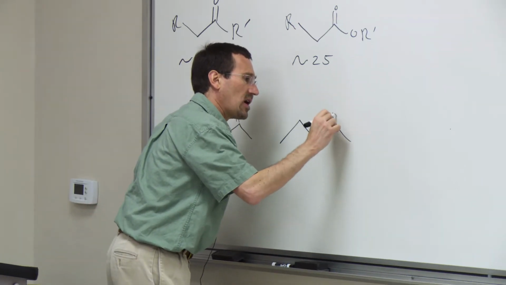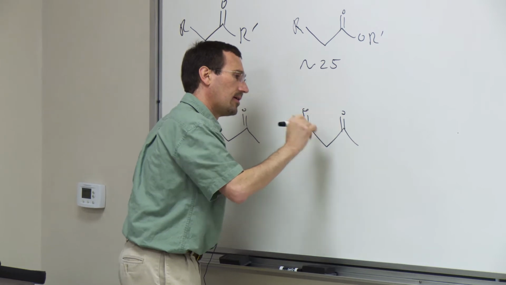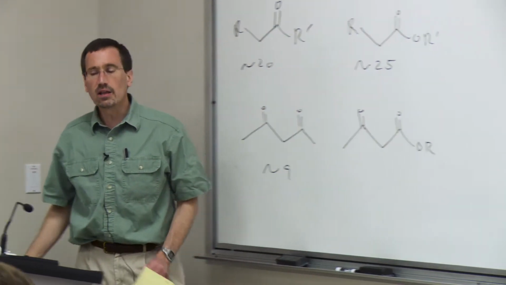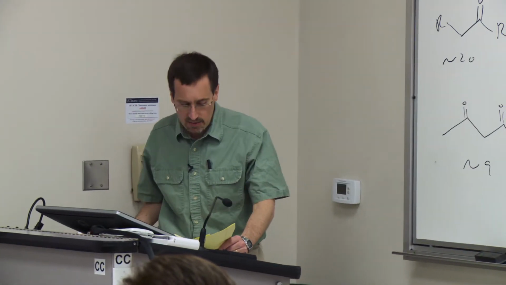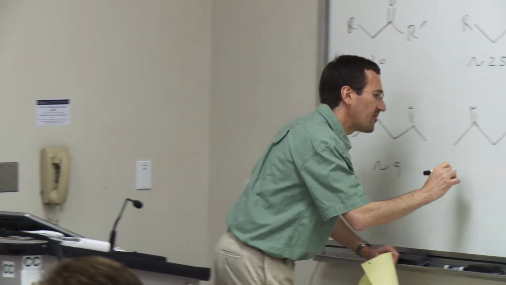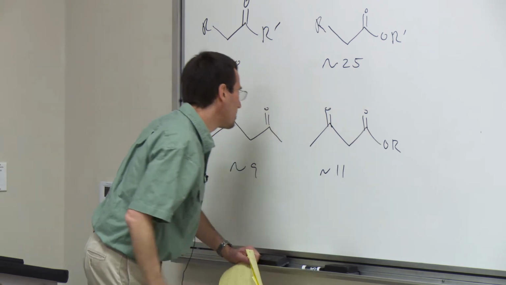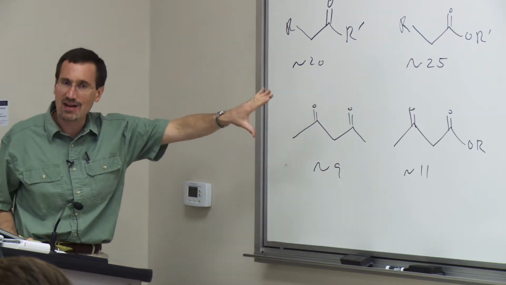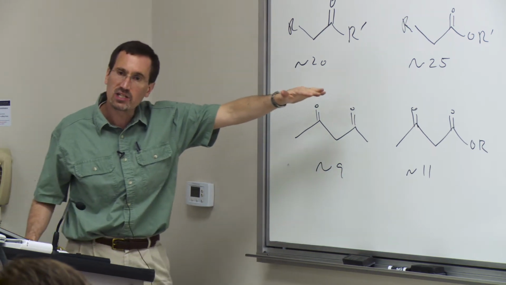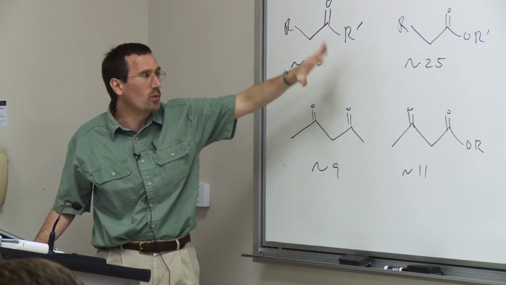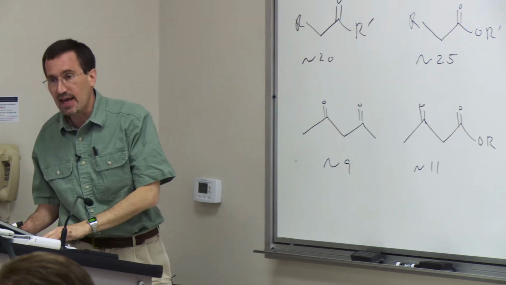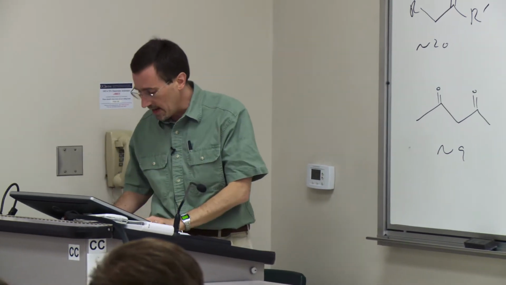For a beta keto ester, it's a little less acidic, as you might expect. It's about 11. And again, if you don't remember the difference between 9 and 11, don't worry. We're talking about 10 or thereabouts. In the case of a 1,3-dicarbonyl, we're talking about 10, versus 20 or 25 in the case of a ketone or ester.